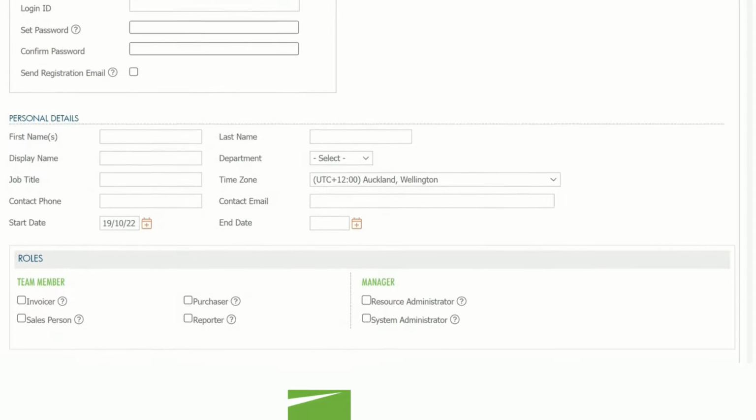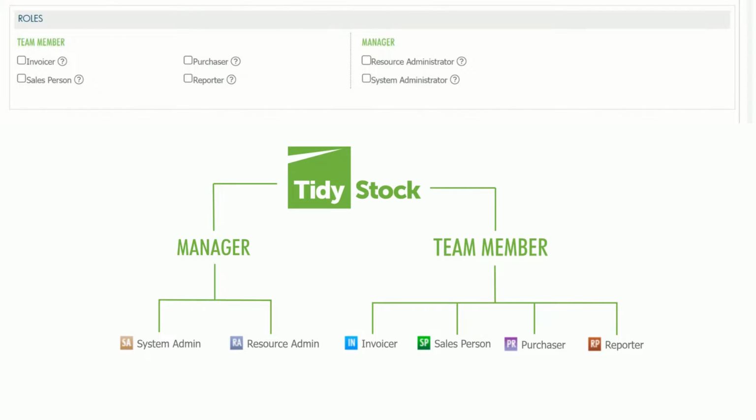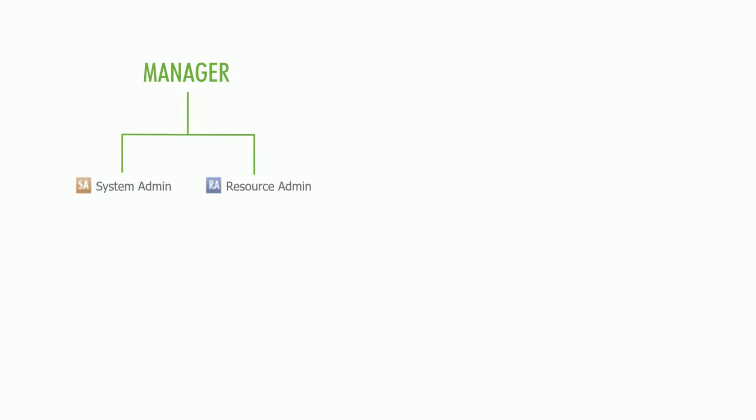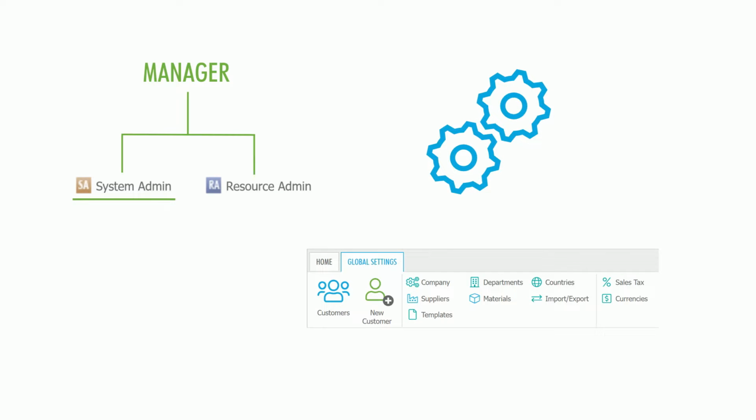Under Roles, you'll see two subsets of users, Managers and Team Members. Under Manager Users, we have System Admins and Resource Admins. System administrators have full access to everything in the Global Settings tab aside from users.